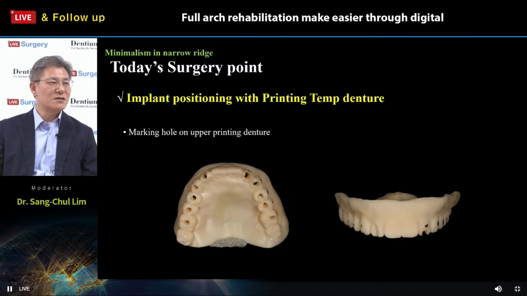Okay, so today's surgery point is here. Implant positioning using the printed temporary denture from all the informative data. The 3D printed denture is used as a template, the surgical stent, when he has surgery. Before surgery, holes are made on the perforating jaw according to the data from the CAD program.